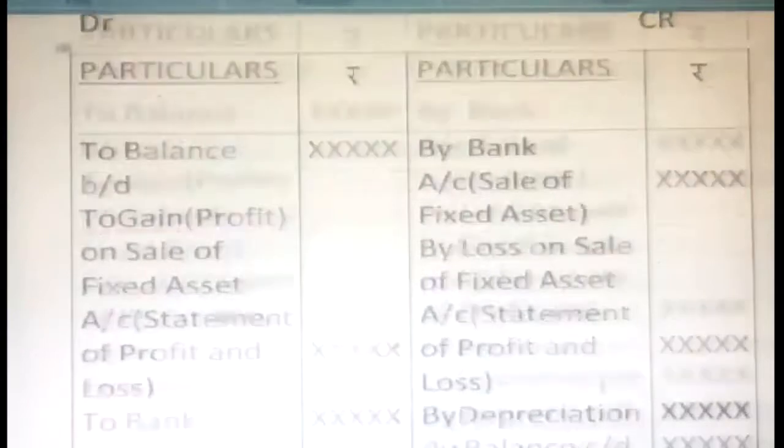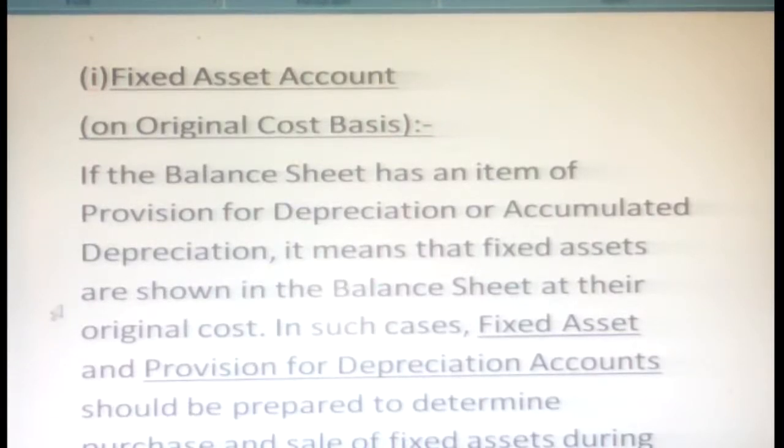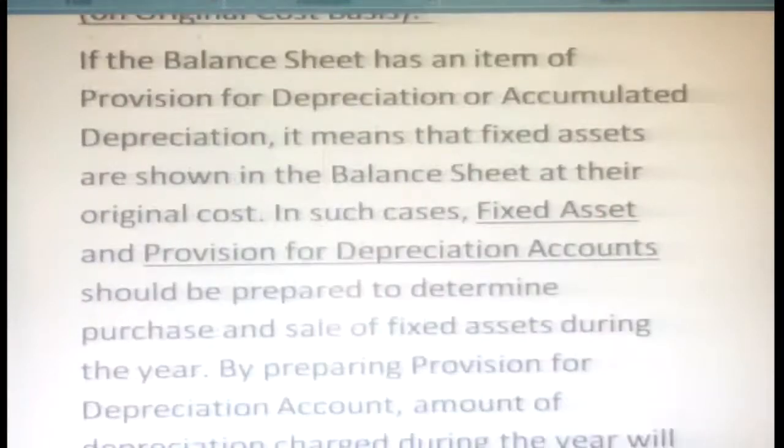Okay, here I will show you once again. Then the fixed asset account on the original cost basis, the second one, straight line method. If the balance sheet has an item of provision for depreciation or accumulated depreciation, it means that fixed assets are shown in the balance sheet at their original cost. Suppose in a balance sheet they separately show the accumulated depreciation account. So assets are always shown at original cost, at cost price. That's why we are going to prepare two accounts here.